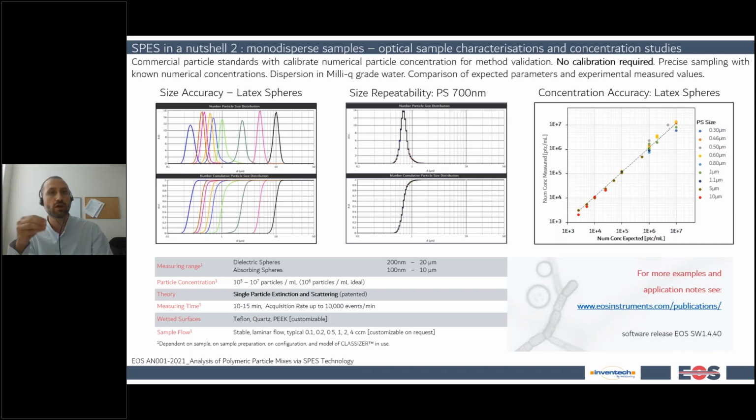For example, in a formulation you have an excipient and an API, and you want to be sure about the relative concentration between the excipient and API at different stages of the formulation and production. All this information can be provided inline, online, but also offline for any kind of analysis and data treatment.